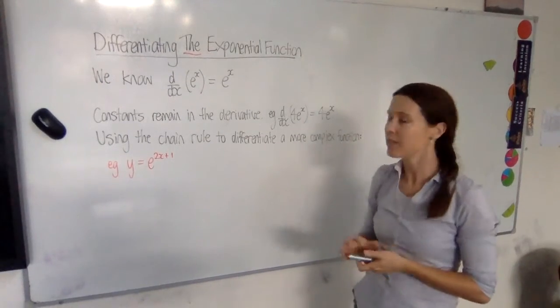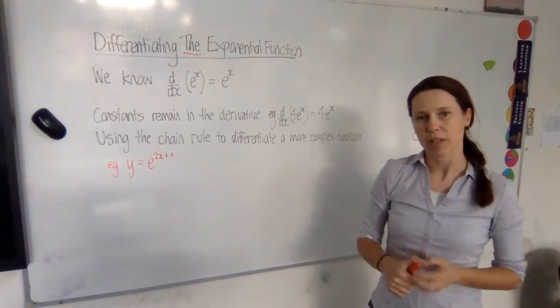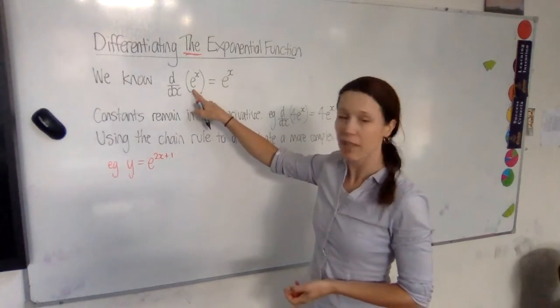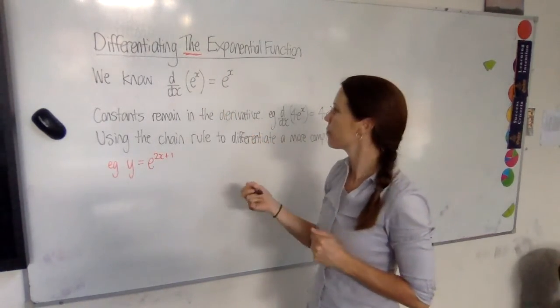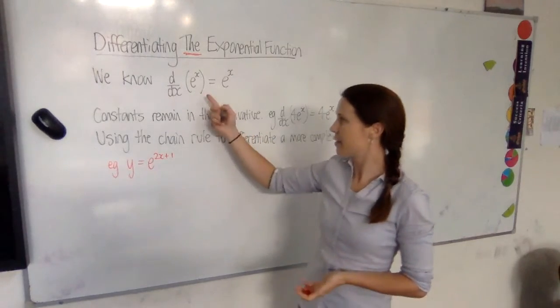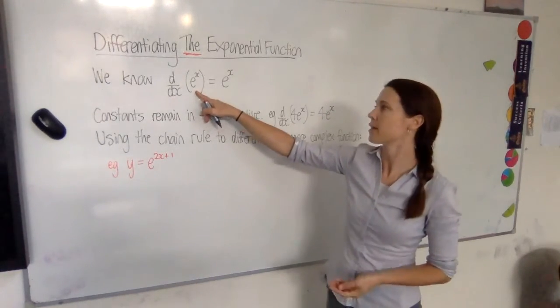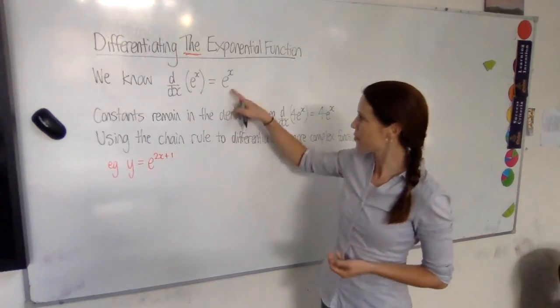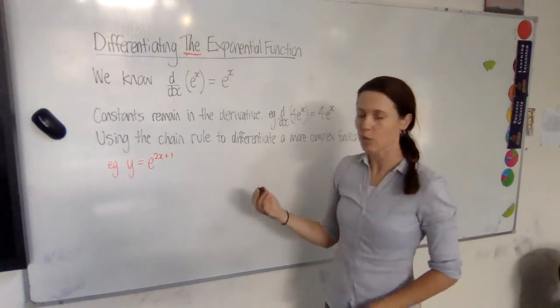Let's now look at how we can differentiate the exponential function. Now I say the exponential function because I am referring to ones that have e as their base, not any other number. We've already seen that to differentiate the most basic exponential function, e to the power of x, we get e to the power of x. So this one's very simple. But what happens if it's more complicated?